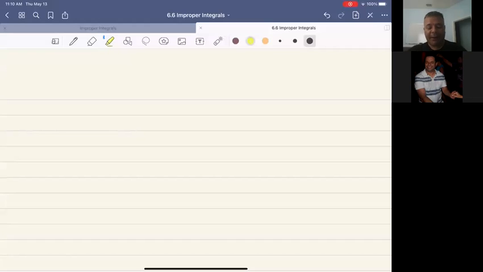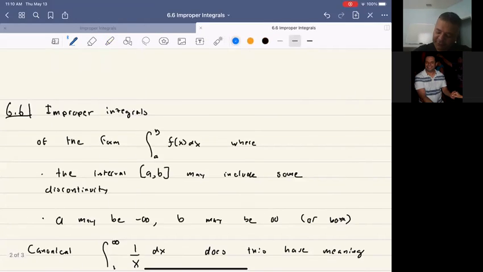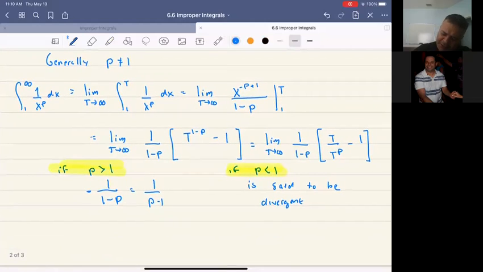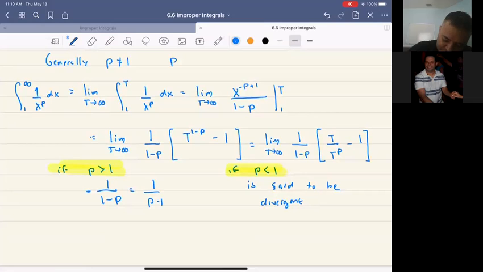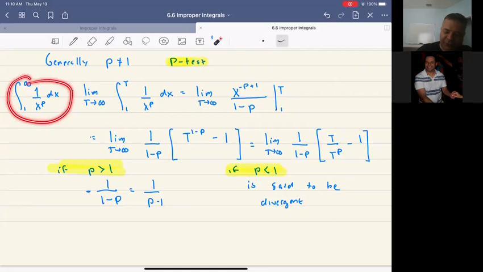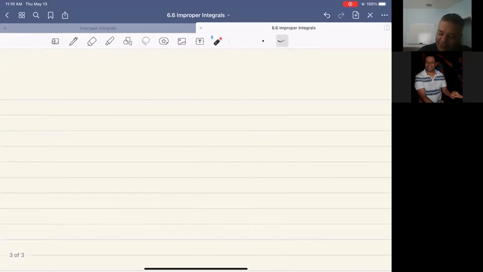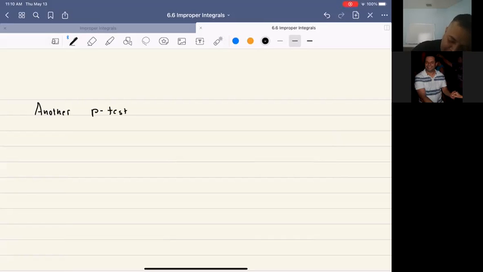All right, welcome back. So we're going to look at another one. This, by the way, I didn't mention it. This is called like the p-test. Okay, it's the p-test for integrals of this form. Okay, but we're going to have another p-test. I did not pick the name.